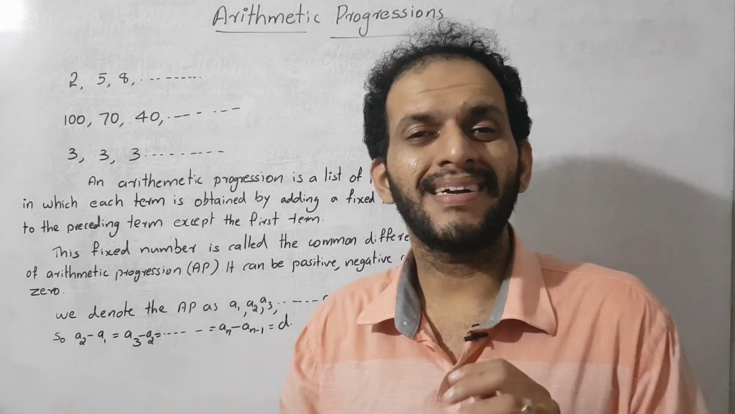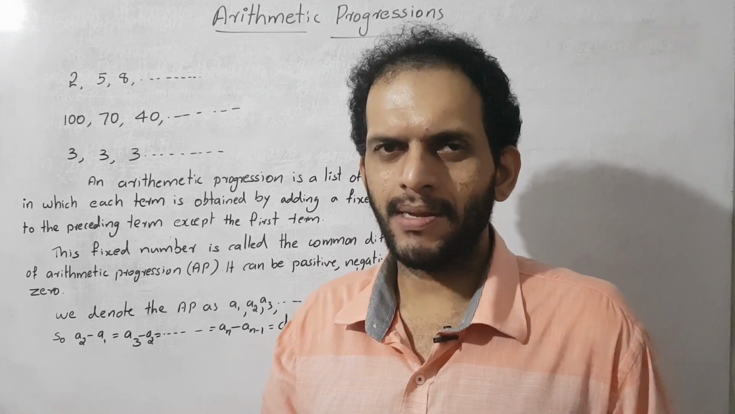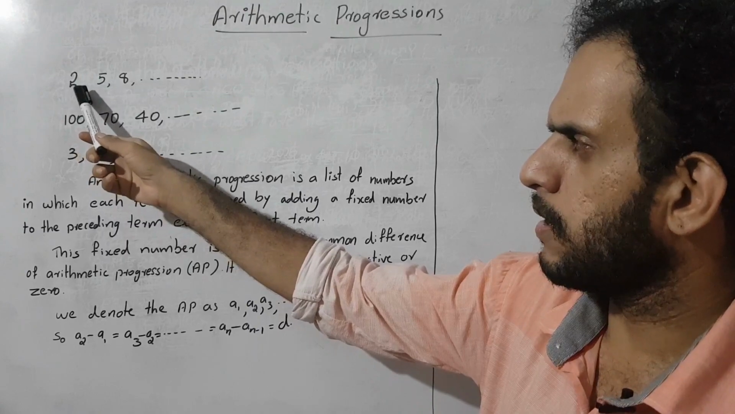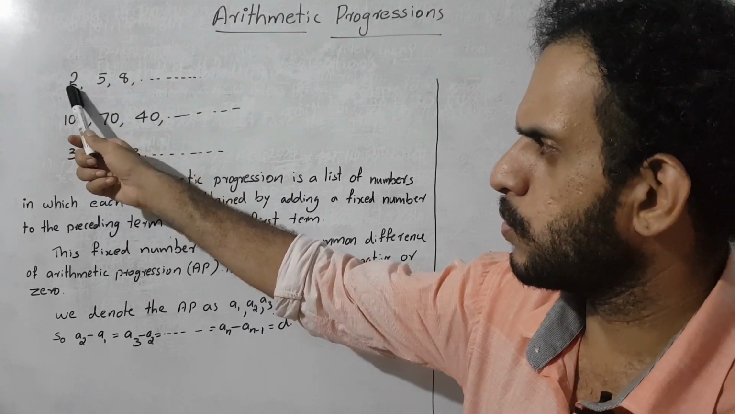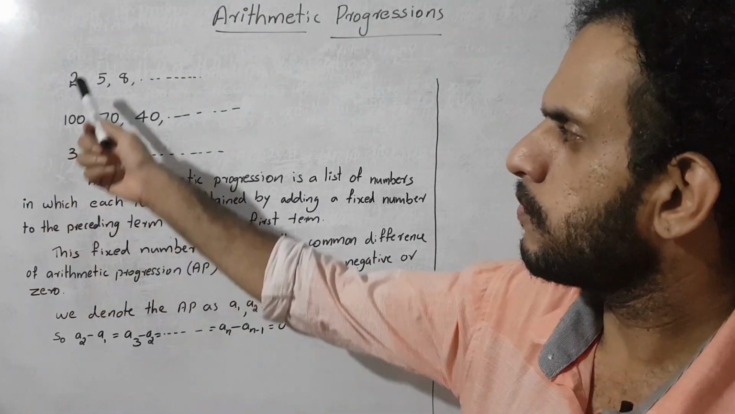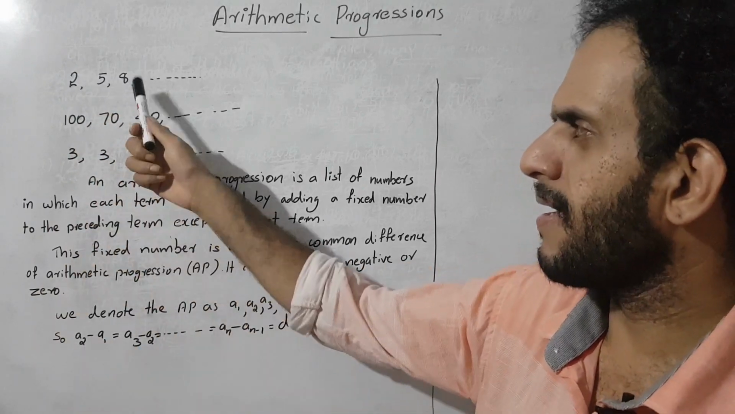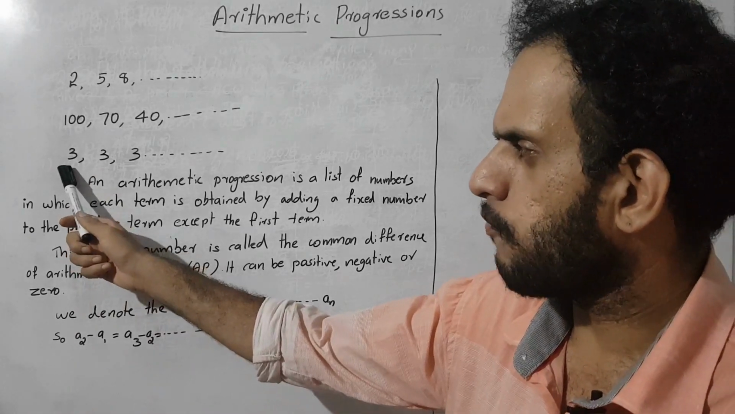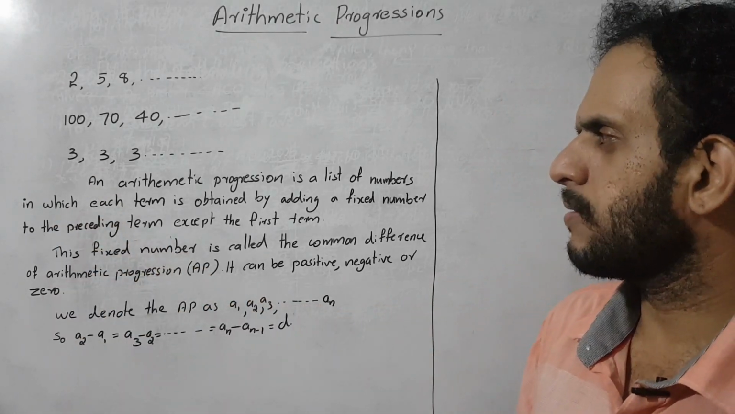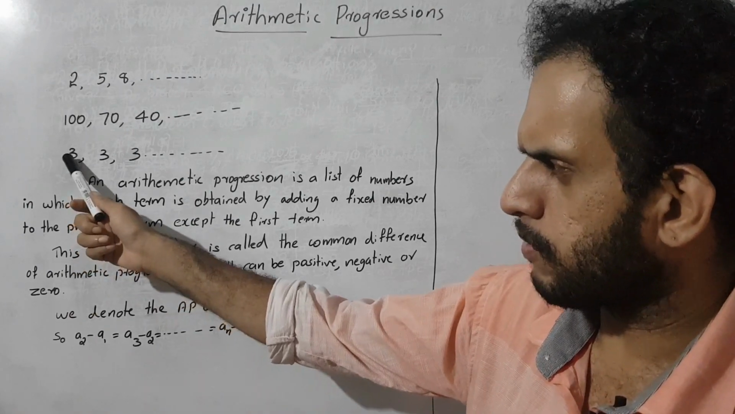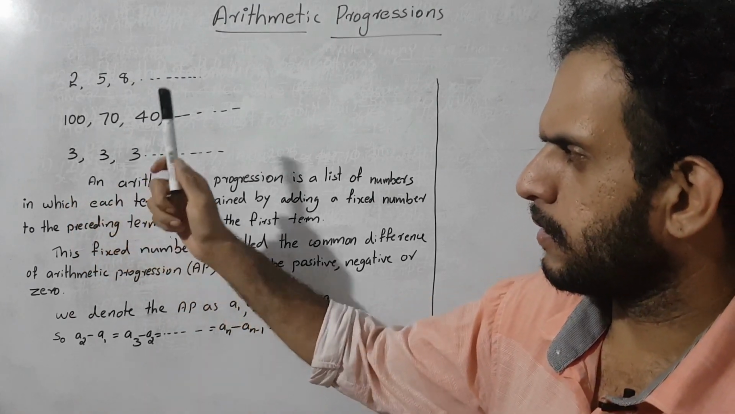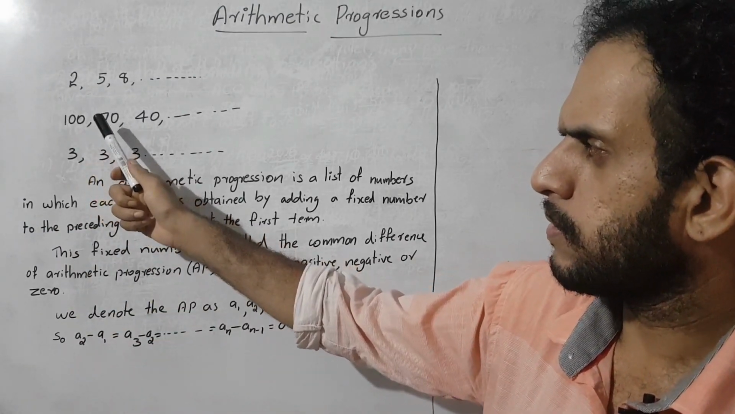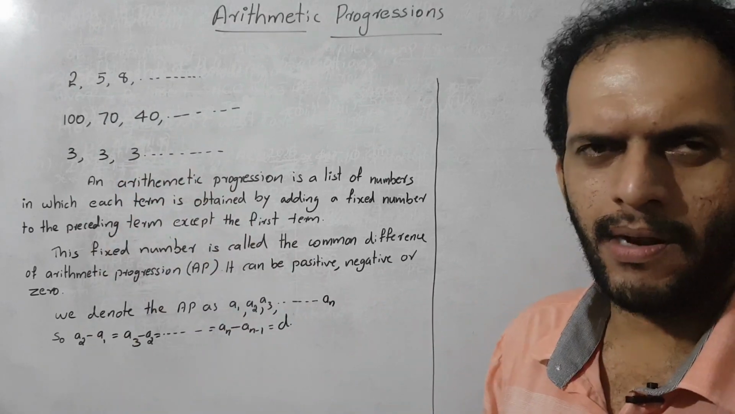This is called terms. Terms. In the first sequence, 2 is the first term, 5 is the second term, and 8 is the third term, like that. In the last sequence, the first term is 3, the second term is also 3, and the third term is also 3, correct? In the second, 100 is the first term, 70 is the second, and 40 is the third.